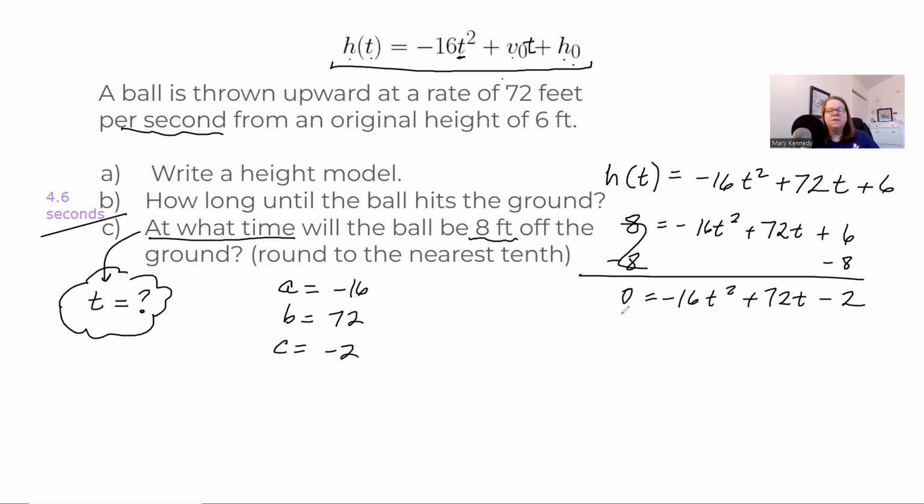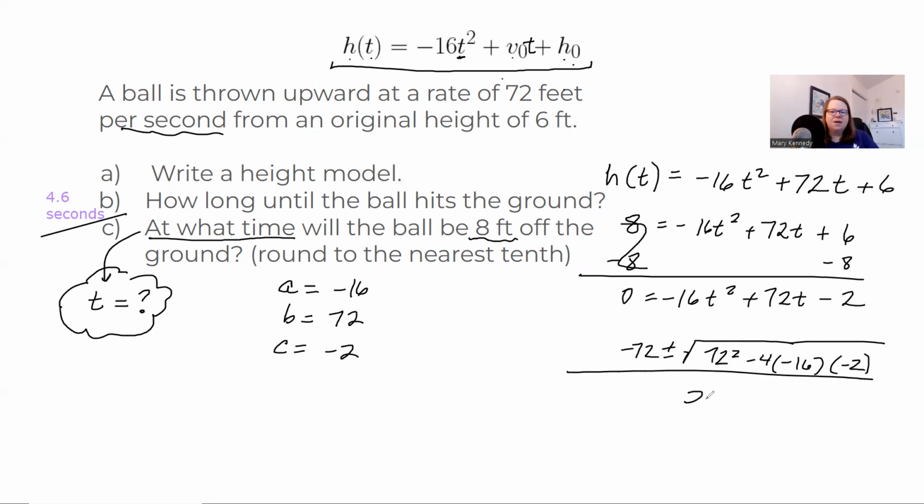Remember, your quadratic formula is on your Algebra 1 formula sheet, which is just in your dashboard under Algebra Resources. So it's right there. The formula says -b, so -72, plus or minus the square root of b squared minus 4 times a times c, all over 2a, -16. So I've plugged in b, then a, and then c.